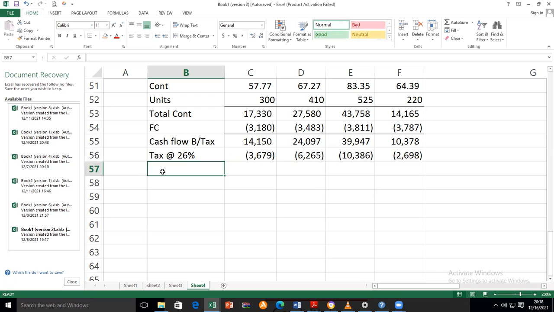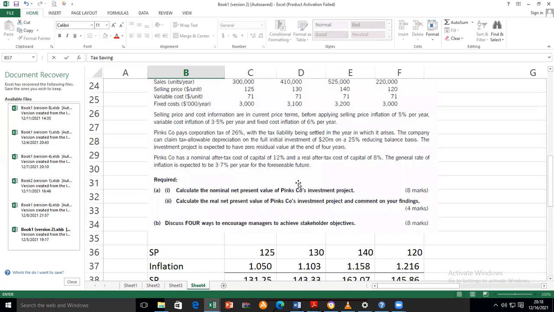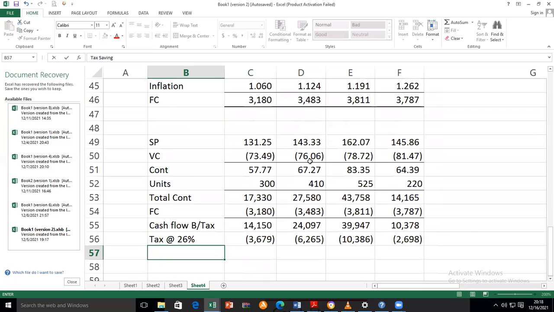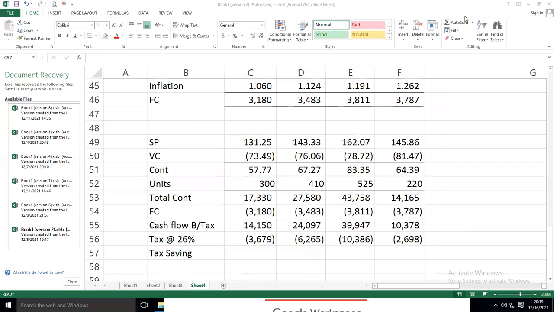What of tax saving? What is the question saying? The company claims tax allowed depreciation on the full initial cost of 2025 reducing balance. Please, can you work out the tax saved on the capital allowances? I'm going to pause the recording here. I want everybody to calculate their own.